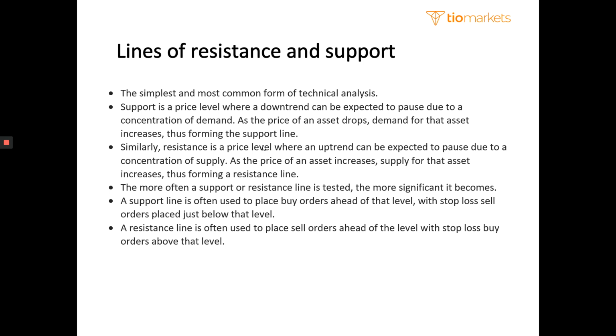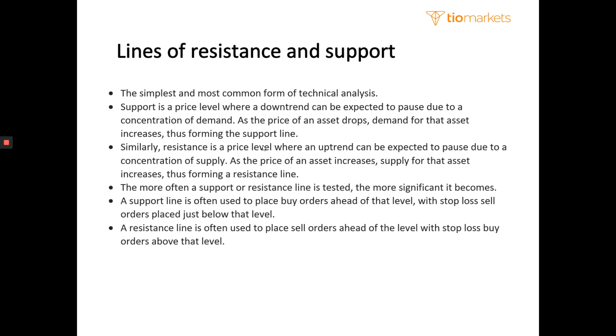Probably I should have put this first, but I didn't, so we're going to get it second. But lines of resistance and support are really the simplest and most common form of technical analysis. Support is a price level where a downtrend can be expected to pause due to a concentration of demand. As the price of an asset drops, demand for that asset increases, thus forming the support line. Similarly, a resistance is a price level where an uptrend can be expected to pause due to a concentration of supply. And as the price of an asset increases, supply for that asset increases, thus forming a resistance line.